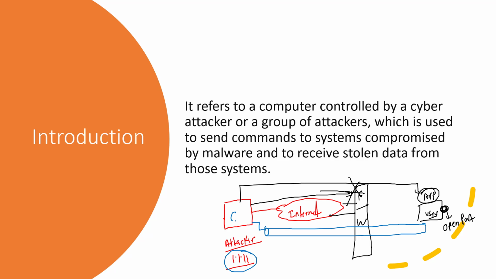This is the computer which now sends instructions through this connection, and that information and activity will be executed on the user machine. This system is what is called a C2 server, command and control server, and this channel is called a covert channel.